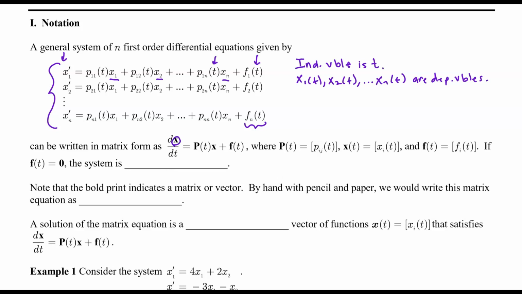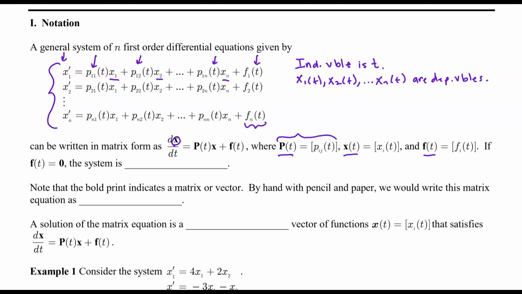The x that we're talking about here, since it's in bold, represents a vector of solutions. So x(t) over here is in bold, and it represents a column vector of dependent variables, x sub 1 of t, x sub 2 of t, on up to x sub n of t. This matrix, P(t), is our coefficient matrix. It contains the functions of t that are the coefficients of those dependent variables. And finally, f(t), this is another column vector of functions. Those are our functions of t alone.